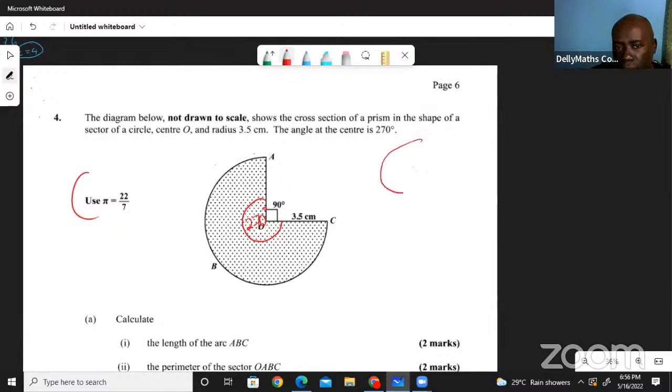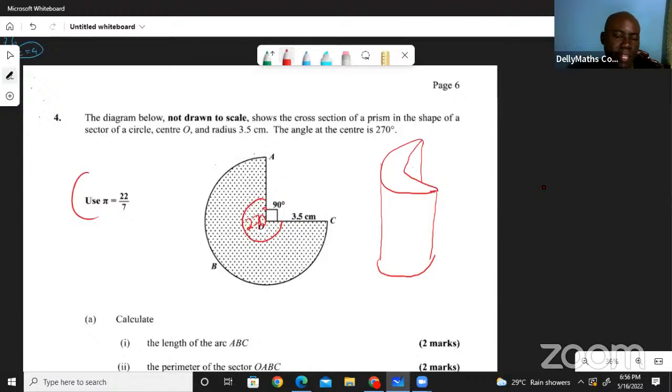Let me see if I could kind of draw this. Just a rough thing. There is a solid that looks like this. That's what it looks like. That's the idea of it.